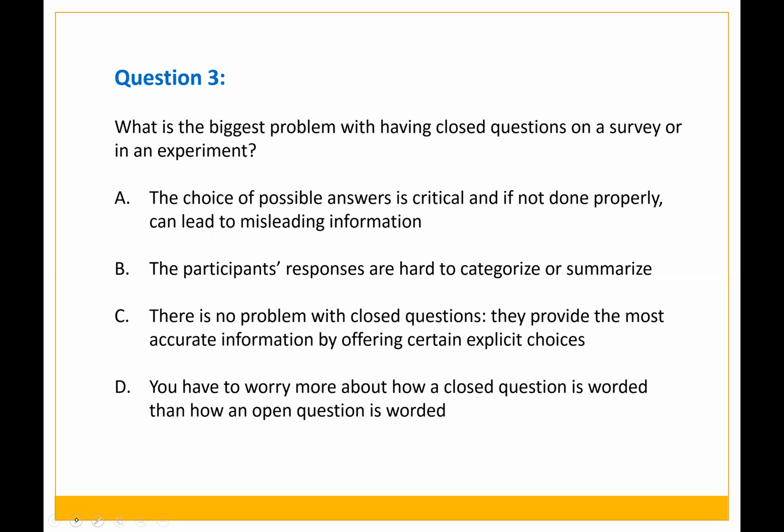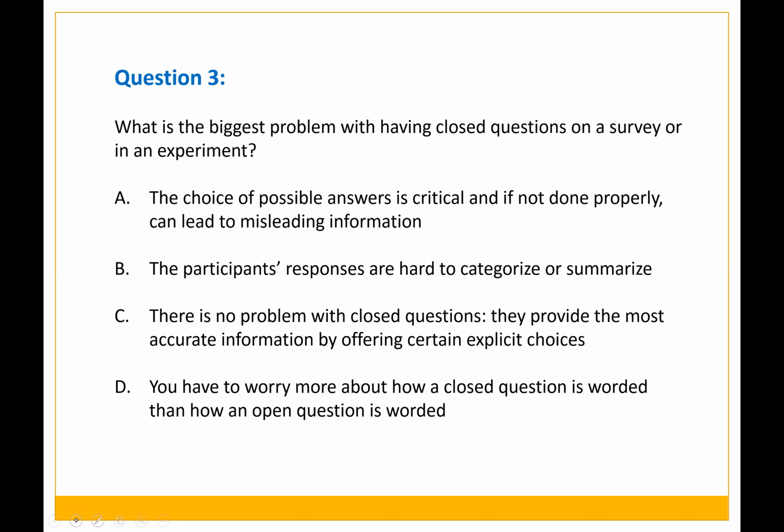Now, we have question 3. Again, stop me if you want to work on it. What's the biggest problem with having closed questions on a survey or in an experiment? A. The choice of possible answers is critical, and if not done properly, can lead to misleading information. Now that makes sense.